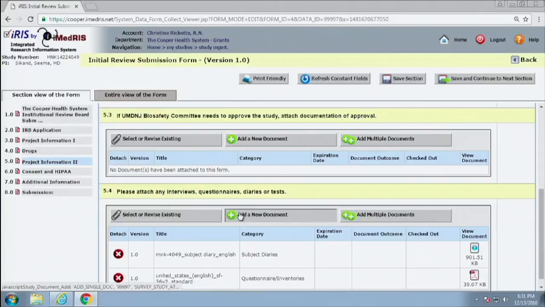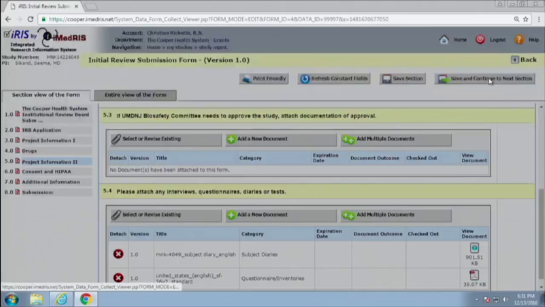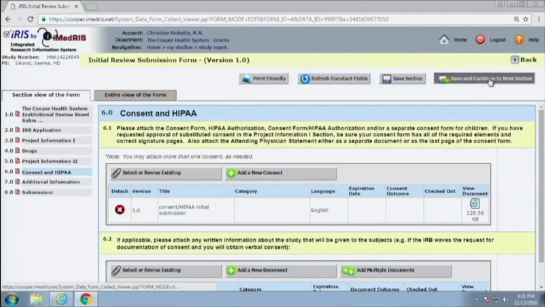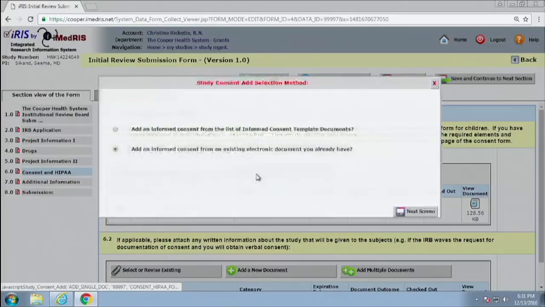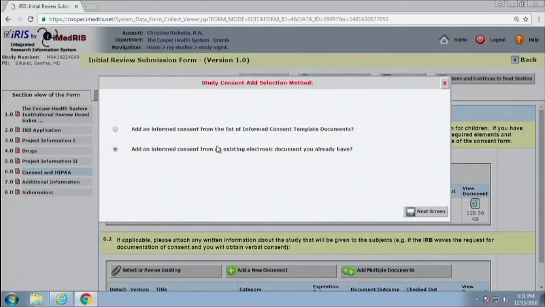Over here, you're going to put your questionnaires, diaries, or tests. Here, you're going to include your informed consent. You would click to add a new consent. I've never done it with the list of informed consent template documents. I use the template, but then I save it, so I would normally add informed consent from one that I already did. So I would have that completed prior to doing the application if I wanted to kind of cruise through it.